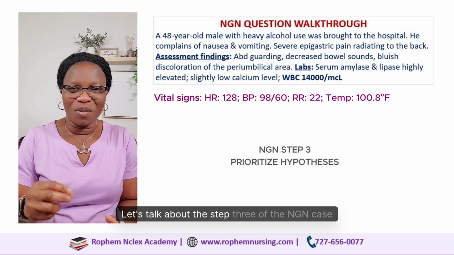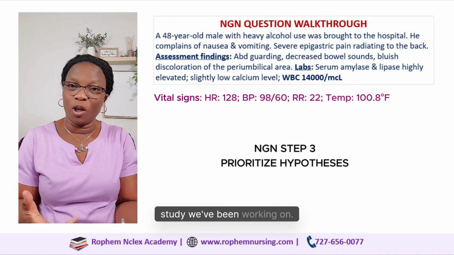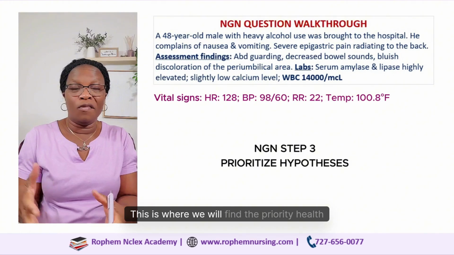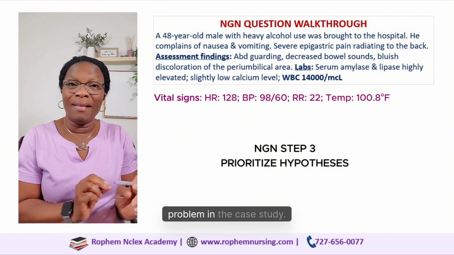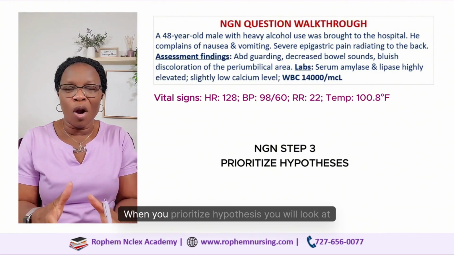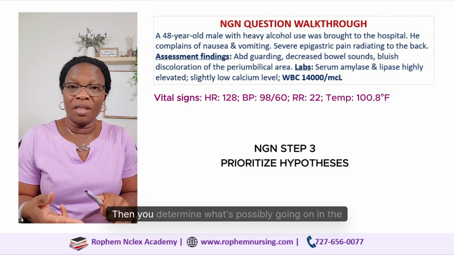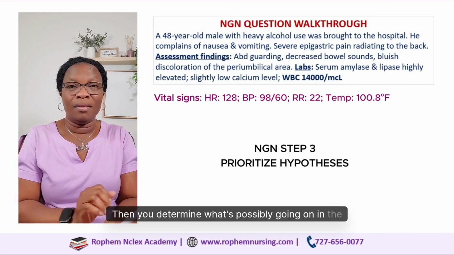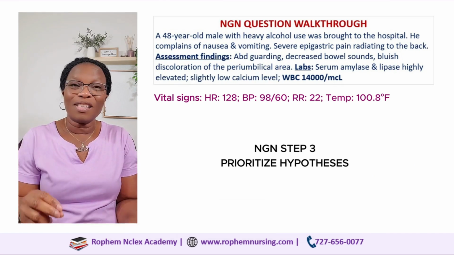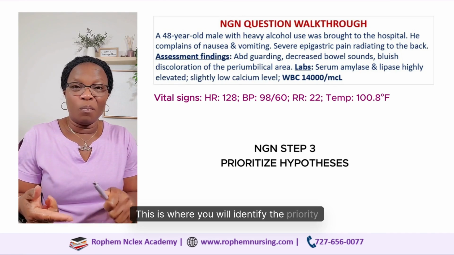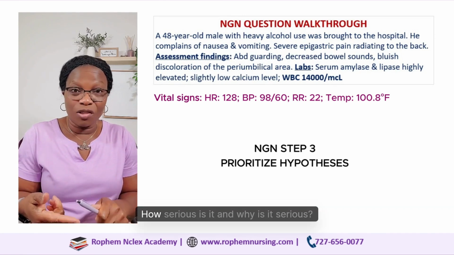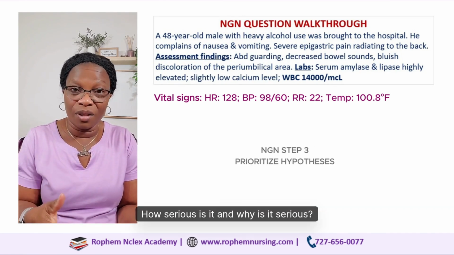Let's talk about step 3 of the NGN case study we've been working on. This is where we will find the priority health problem in the case study. When you prioritize hypotheses, you will look at the data you have. Then you determine what's possibly going on in the client's situation. This is where you will identify the priority health problem. How serious is it and why is it serious?